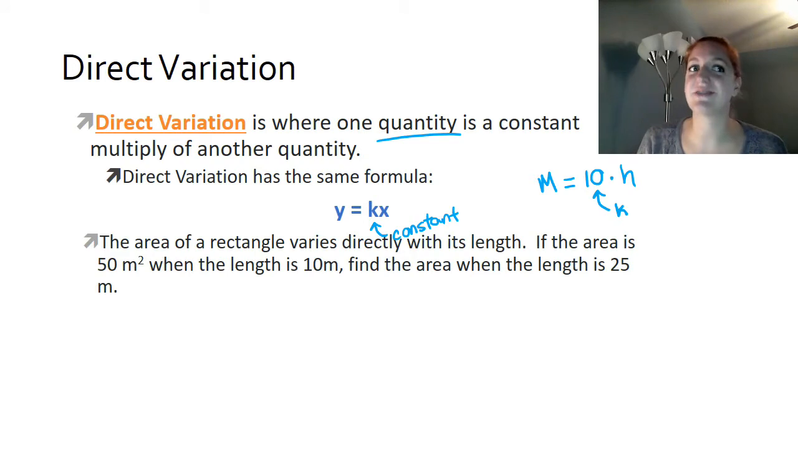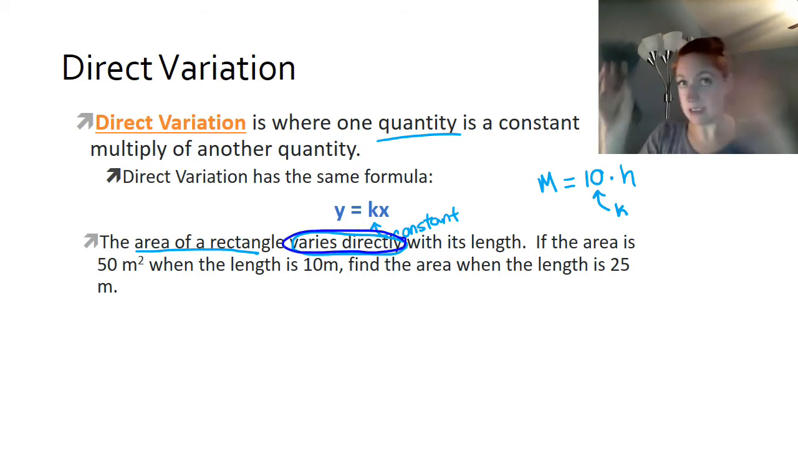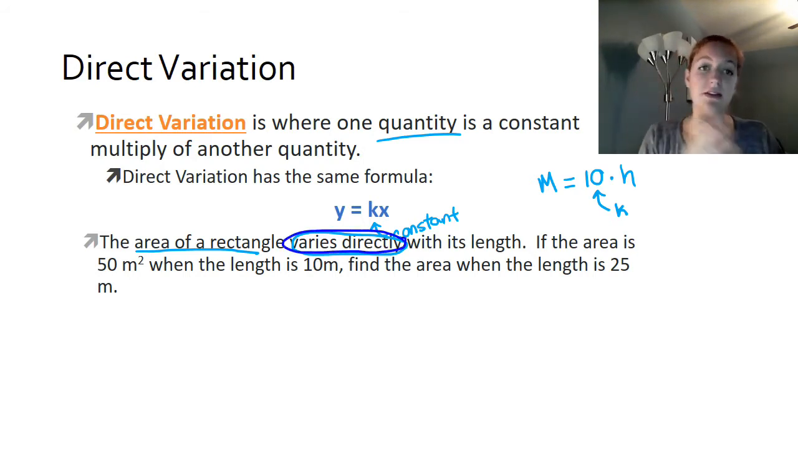Okay, now let's go ahead and do an example. The area of a rectangle varies directly with its length. Then it goes on to say, if the area is 50 meters squared when the length is 10 meters, find the area when the length is 25 meters. There's a couple things that I want you to notice in this problem. The first thing is the area of a rectangle varies directly. When you see that varies directly, I want you to stop and go, oh, it's a direct variation problem.